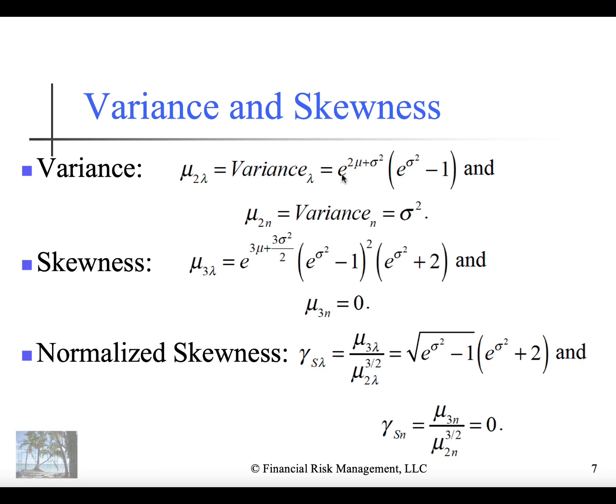The variance for the log normal distribution depends on both the mean and the standard deviation, whereas the variance for the normal distribution is just simply sigma squared. Skewness for the log normal distribution is going to turn out to be positive, and the skewness of the normal distribution is 0. Normalized skewness: often what we want to do is make this a unitless number, and so if we take the second moment raised to the 3 halves, we can normalize it, and therefore it's a unitless number and easier to compare. The normalized skewness of the normal distribution is also 0.